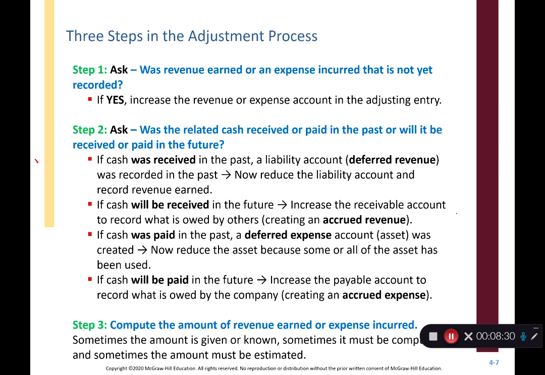So if cash was received in the past or paid in the past, that's these 2 options. Then cash came before, so we're dealing with deferrals. If instead cash will be received in the future or will be paid in the future, then we're dealing with our accruals, cash after accrual. Then the step 3 is to compute the amount of revenue earned or expense incurred, and then record the adjustment.